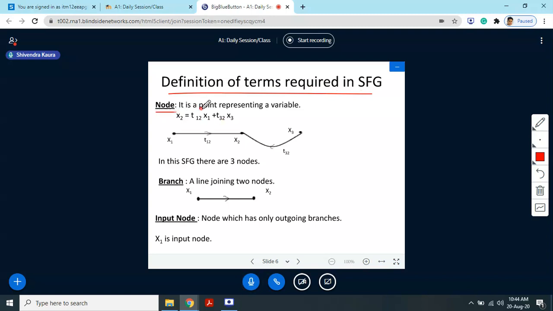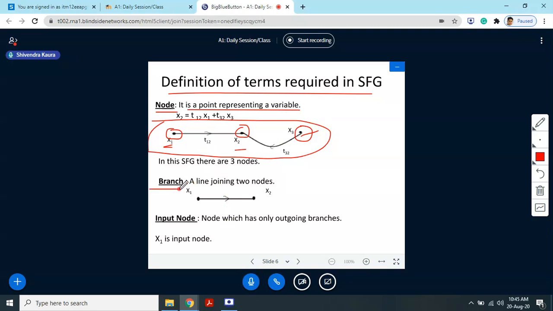First is node. So what is a node? It is a point representing a variable. Let's say if input is at R(s), then the input is a node, and output at C(s) is an output node, and there are some in-between nodes, like if there are some takeoff points or summing points, they will be represented by different nodes. So in this diagram, there is a node x1, a node x2, and a node x3. So there are three nodes: x1, x2, and x3 are the nodes of the signal flow graph.